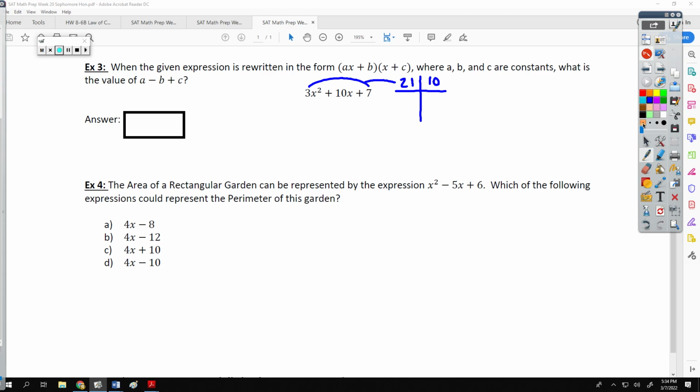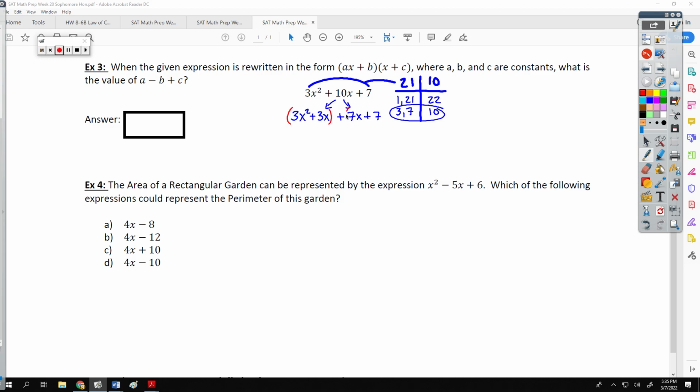So our numbers that multiply to 21 are relatively limited. There's only two pairs. Of those two pairs, only one adds to 10, 3 and 7. So what we're going to do is split that 10x into a 3x and a 7x. The other two terms are going to remain the same. So our trinomial will become a 4-term polynomial, 3x squared plus 3x plus 7x plus 7. And then we're going to factor that by grouping.